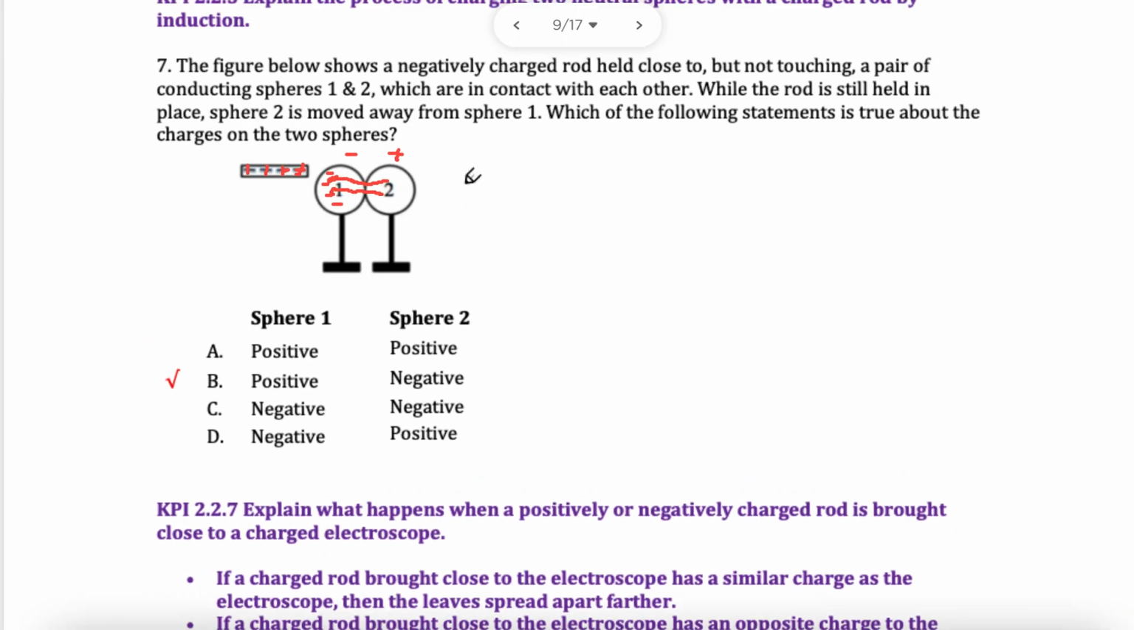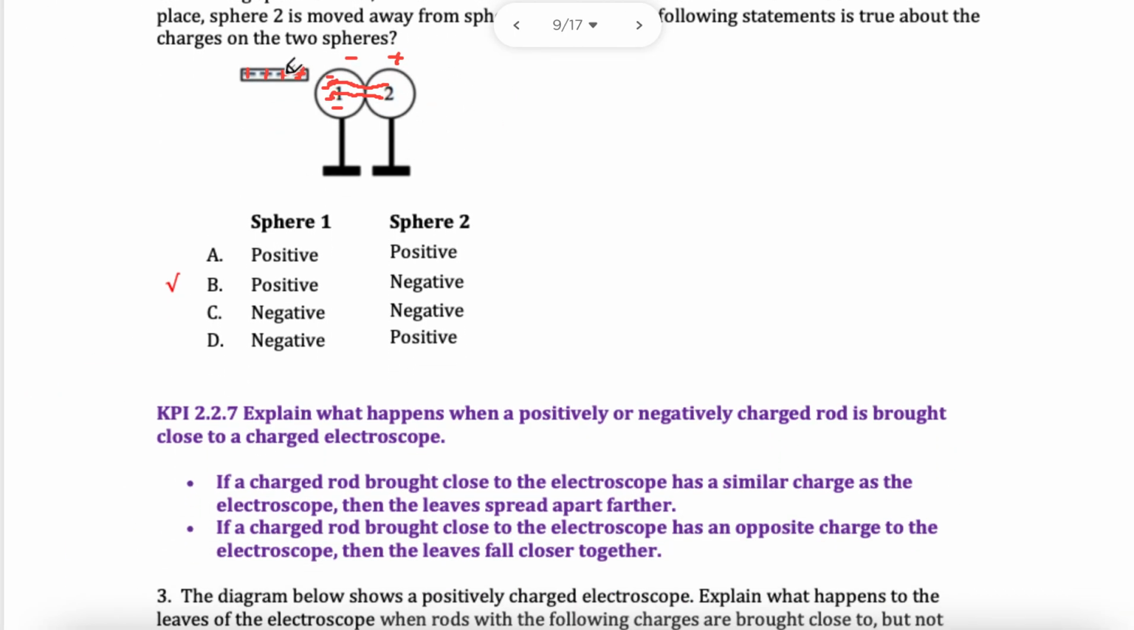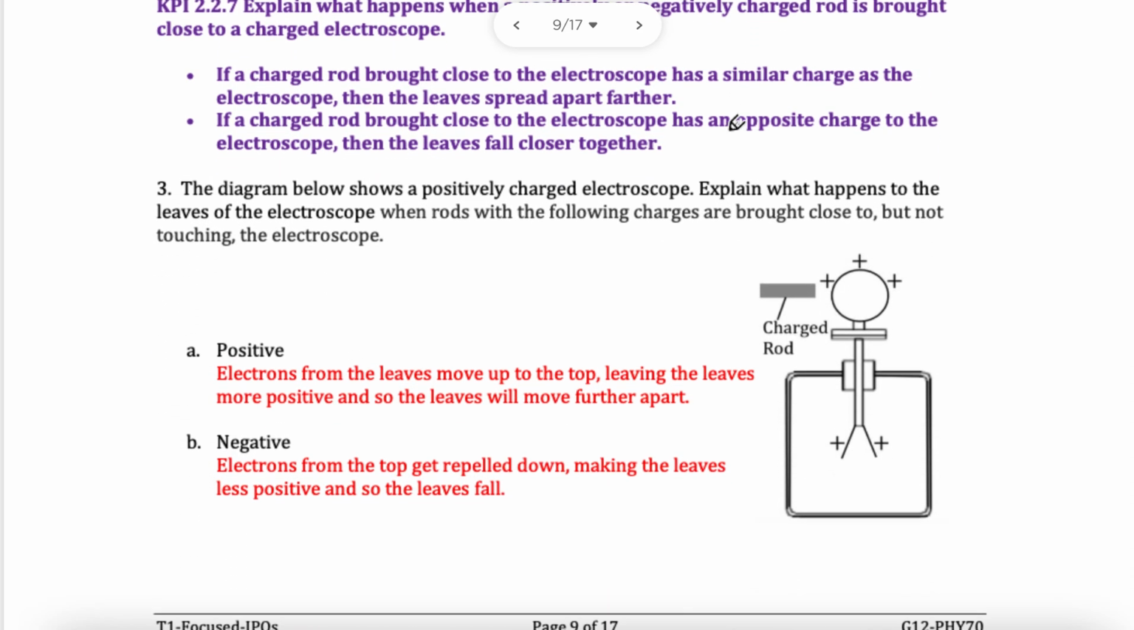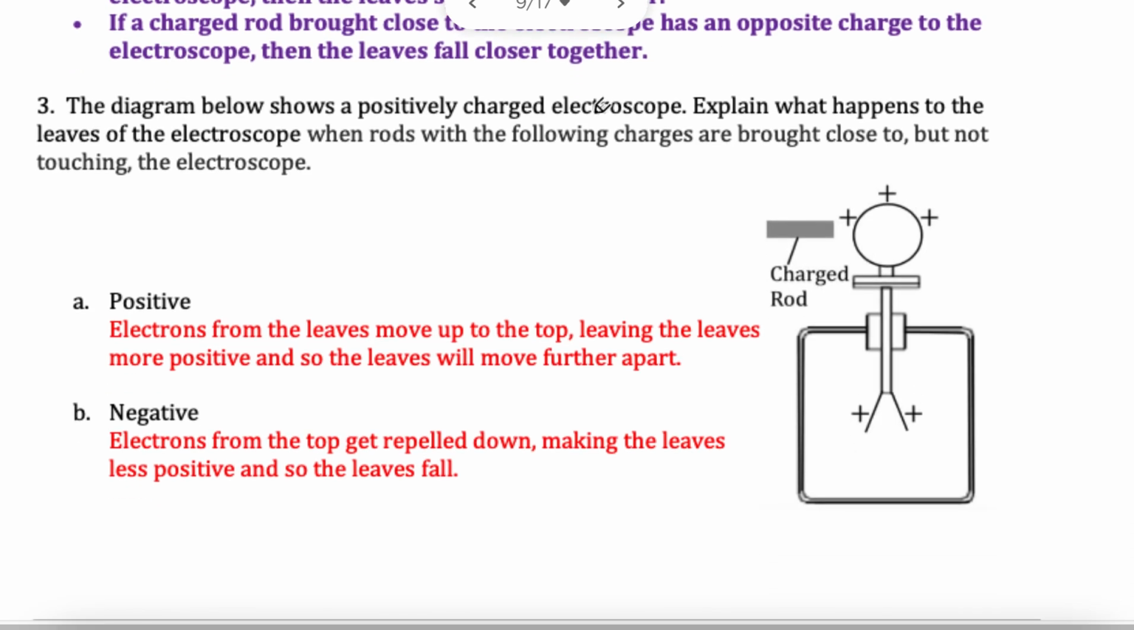So those are the two different scenarios. Just follow the path of the electrons. You of course know a plus and a minus will attract, a minus and a minus will repel, a plus and a plus will repel.